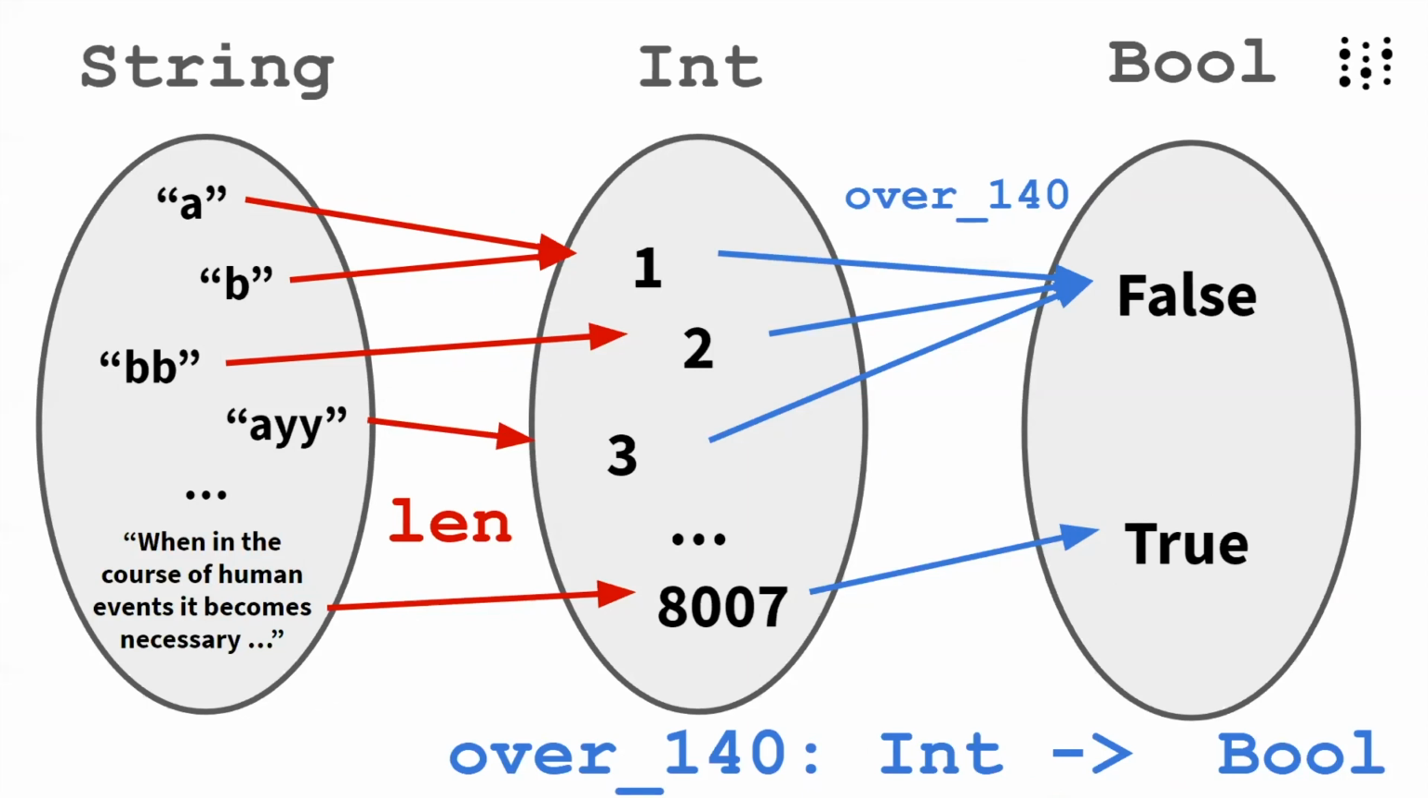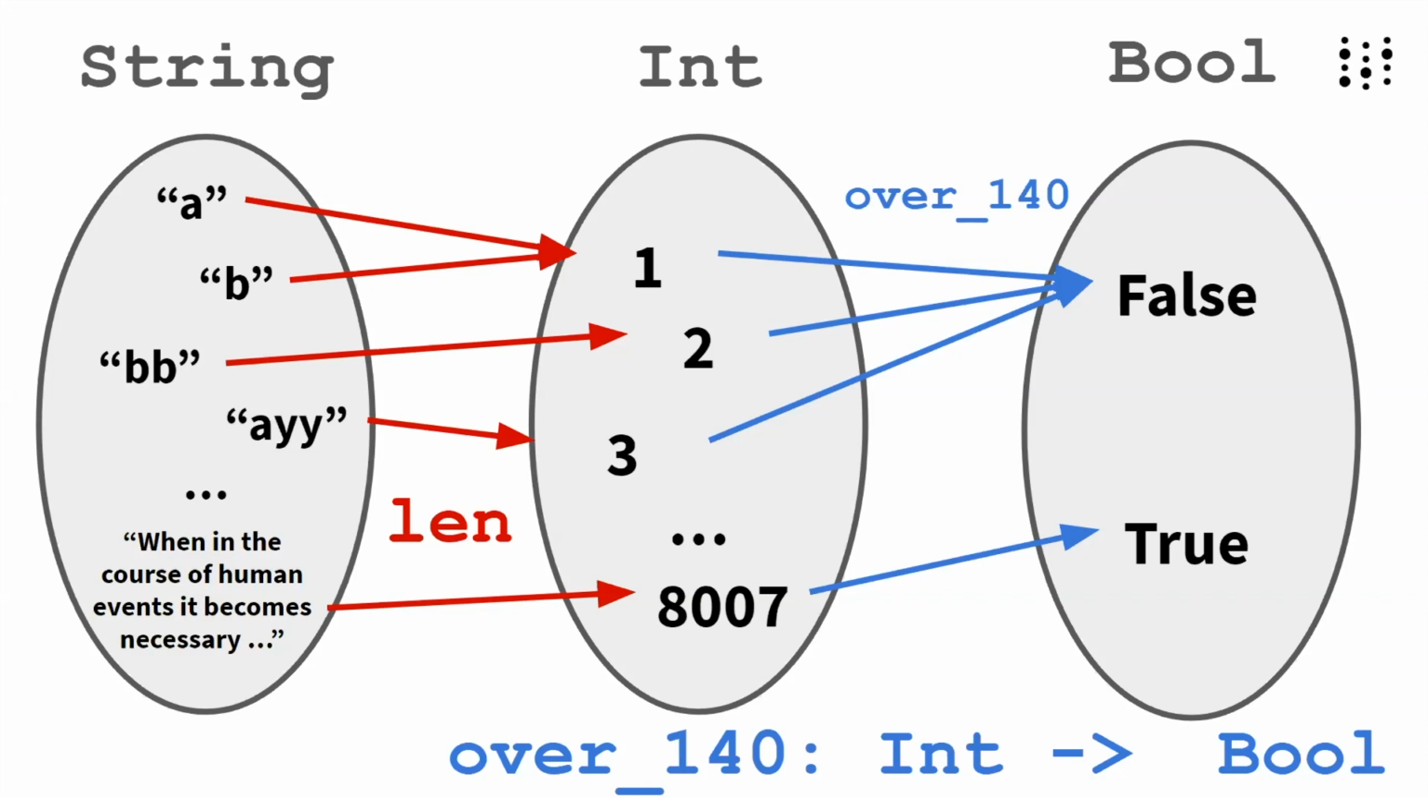I can do the same with that over 140 function. Now that over 140 function takes in an integer, could be the integer output by the len function, and returns a Boolean. So it checks whether the number is over 140 and so too large to tweet. So all those strings A, BB, BBB, those are all under 140 characters. So over 140 outputs false. And so they're tweetable, but the Declaration of Independence is not. It's over 140 characters, and so it is too long to tweet.